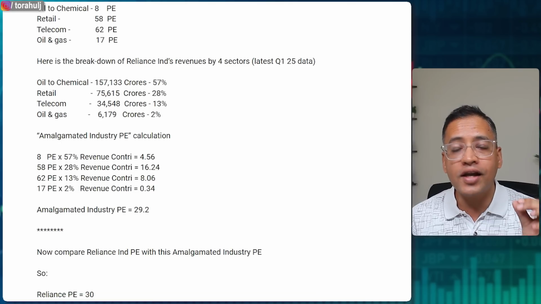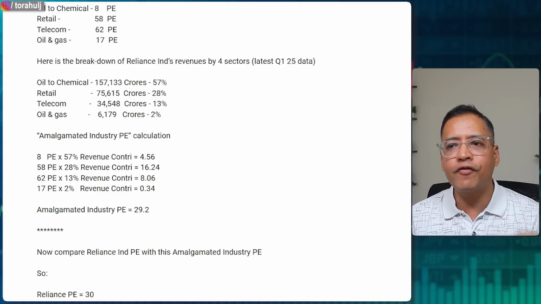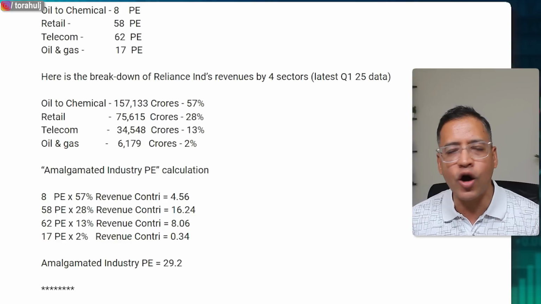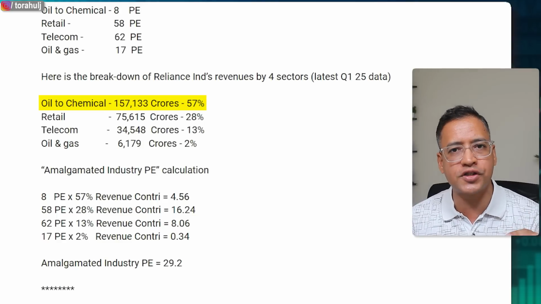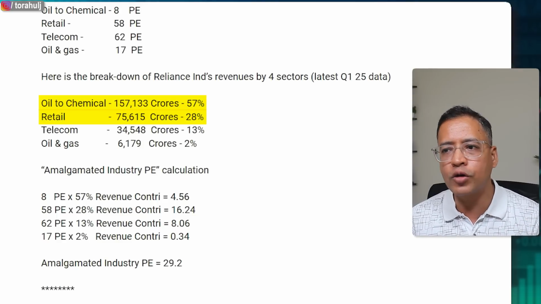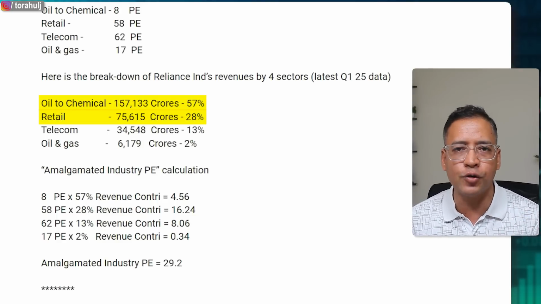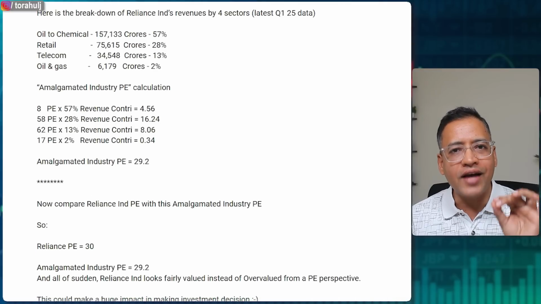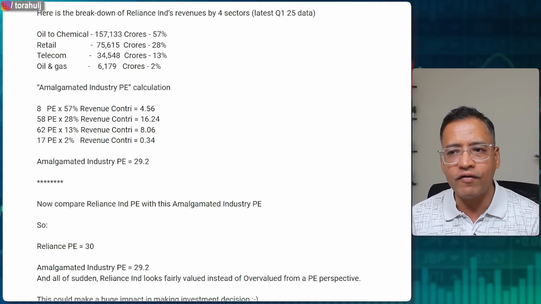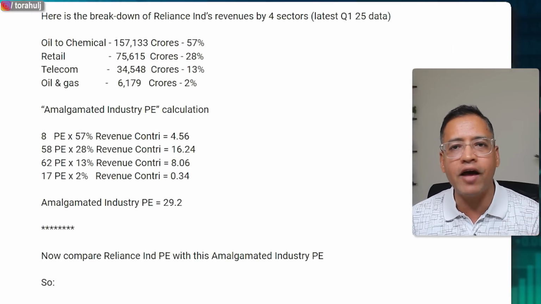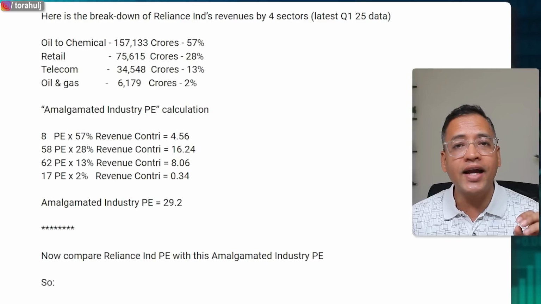I've now taken the Reliance revenue split from all these 4 sectors. As you can see, oil to chemical contributes 57% of Reliance revenue. Retail contributes around 28% of their revenue. Now, in order to arrive at the right industry PE for Reliance, what I've done is I have taken a weighted average of revenue and the industry PE. And if I sum it up, I get an amalgamated industry PE of 29.2.